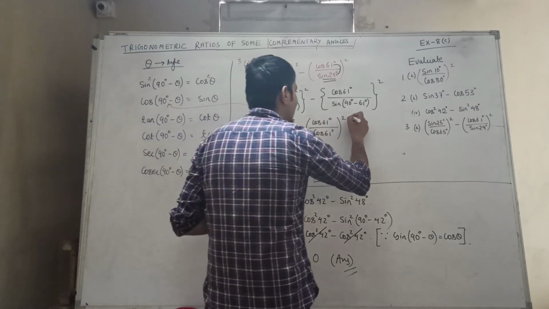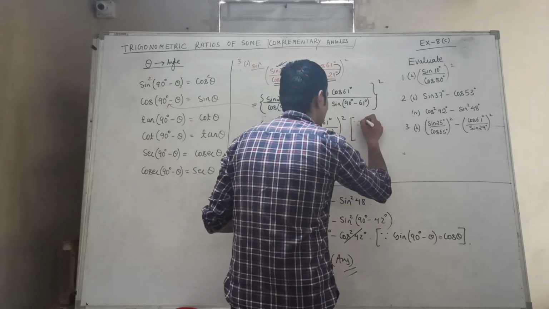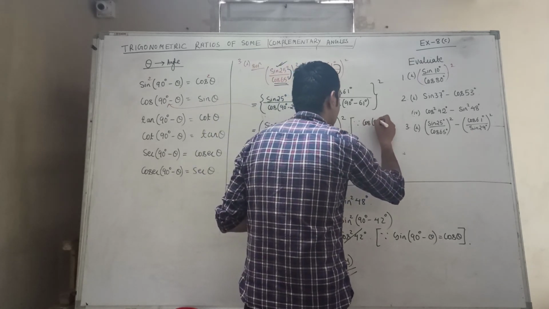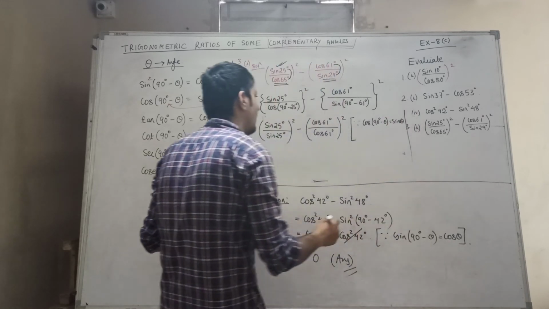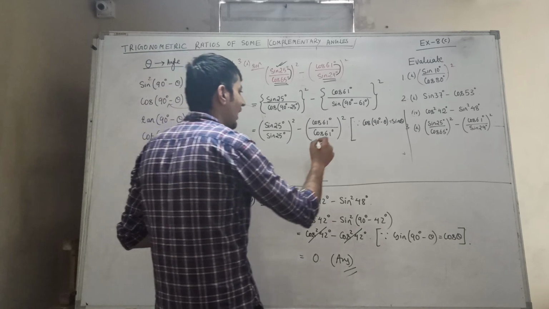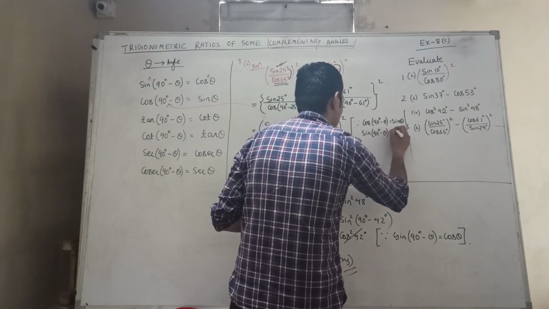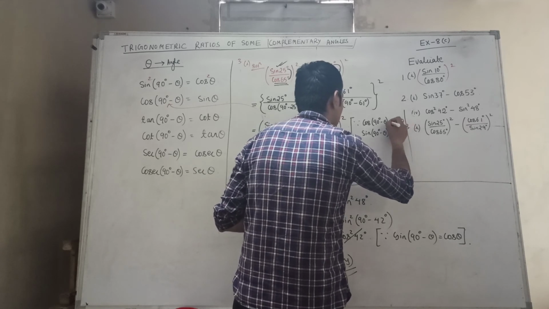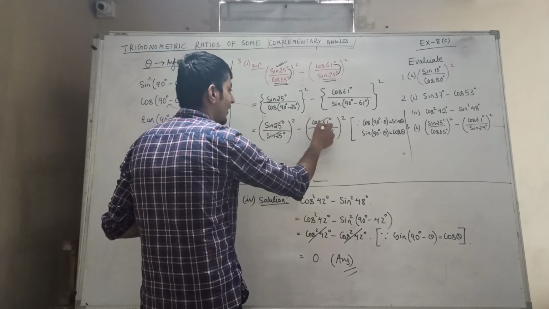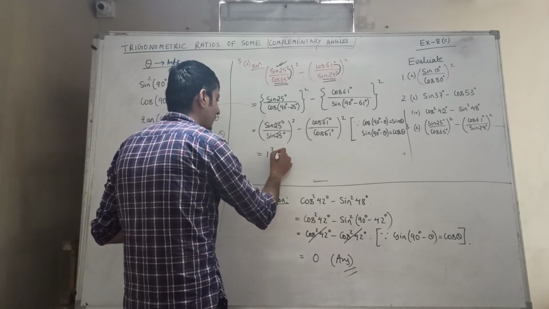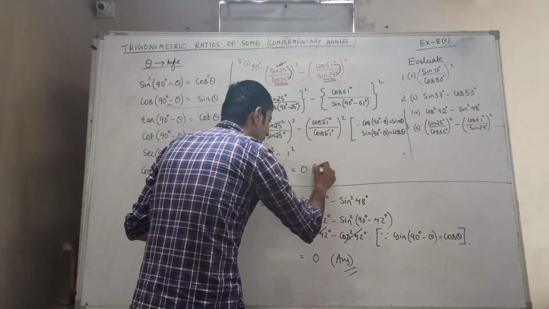So you can give the reason here. What is the reason? Cos of 90 minus theta is sine theta, and sine of 90 minus theta is cos theta. I am using these two formulas. Now you can cancel this and this. So it becomes 1 square minus 1 square, so 1 minus 1, the answer is 0.